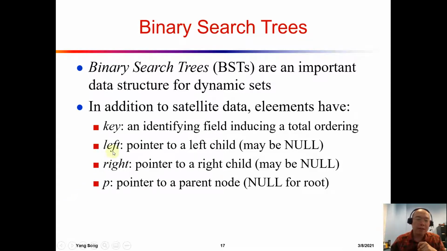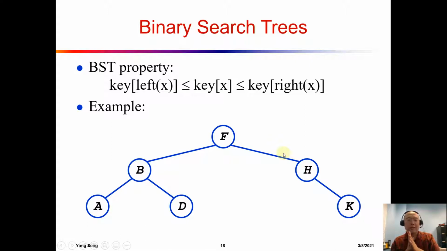Okay, and then for the left child, right child, and the parent, if you don't have such a node associated, then it can be null. Okay, and then for the BST property, we want to enforce one property on the root of the BST and all the possible subtrees of the BST. The rule is that the key on the left side is going to be smaller or equal to the key of the parent, and the key of the parent is going to be smaller or equal to the key of the right child.